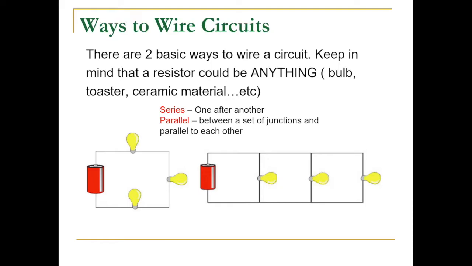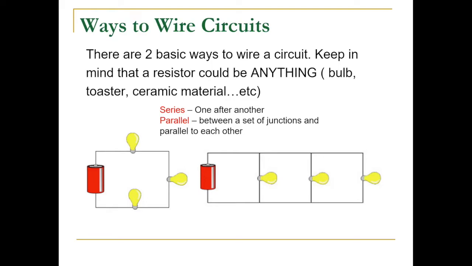Another way to think about it is, when it comes to current, the current only has one direction that it can travel and one pipe that it can go down. So there's no way that the current can break off of a series circuit because there's no other place for it to go. It has one path and that's it.